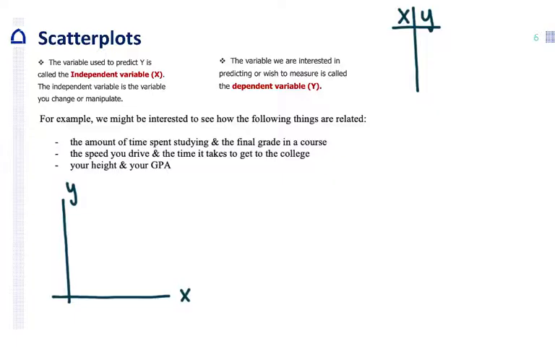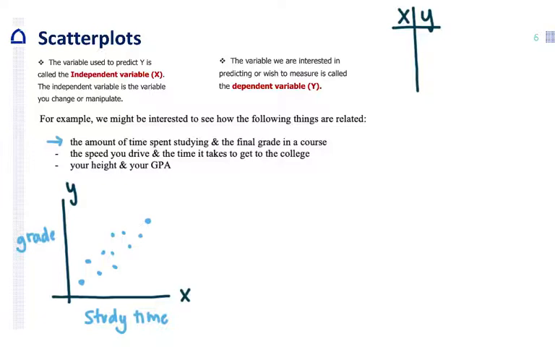Let's look at this first example, the amount of time spent studying and the final grade in a course. So I think your study time is the independent variable. That will have an effect on your final grade of the course. And use your logic. I predict that the more you study, the better your grade. So if we were going to take people, their low study time would probably be a low grade, high study time hopefully would be a high grade, and you might get different results with different people like this.